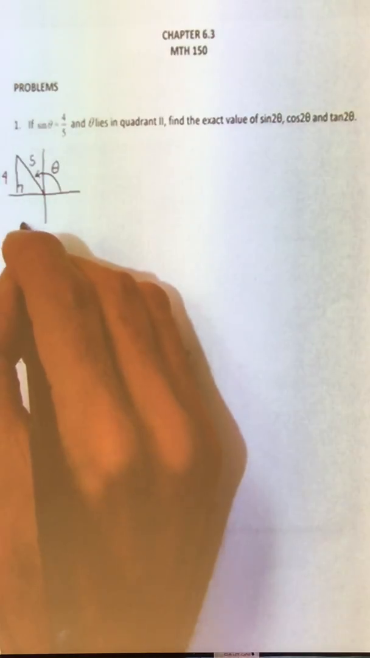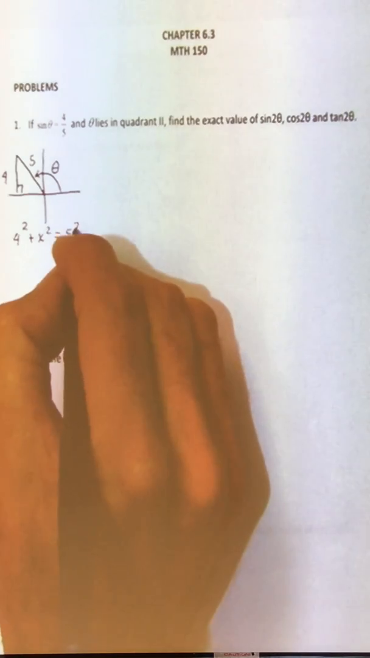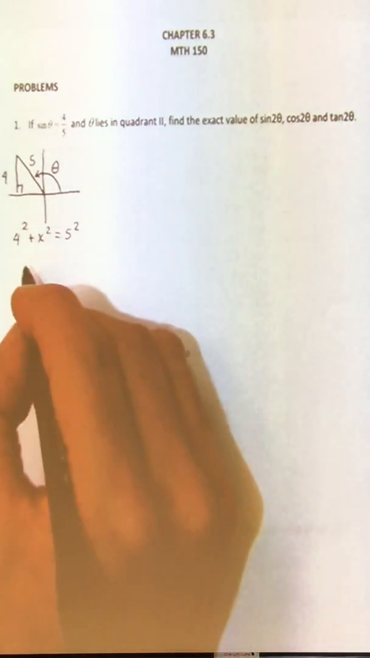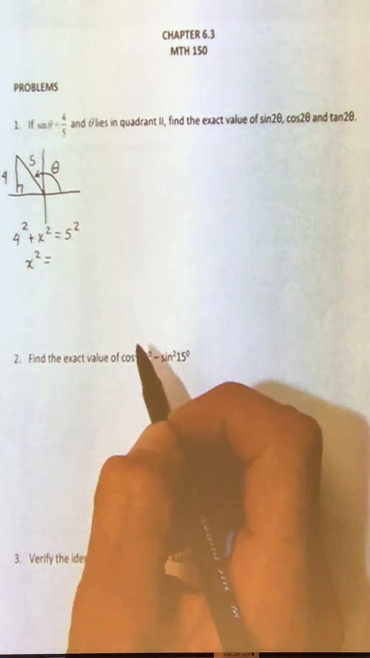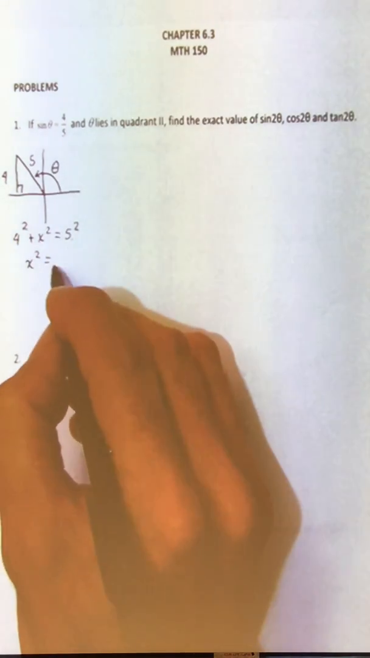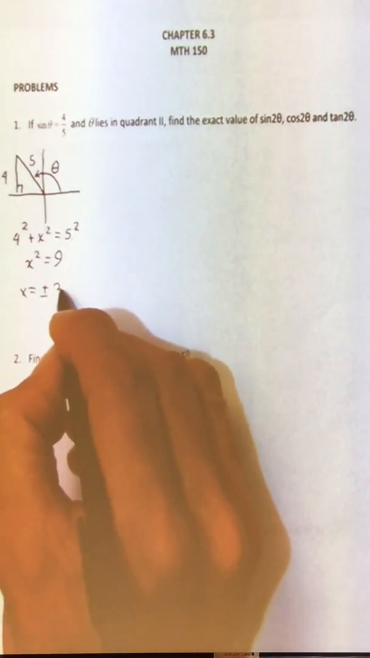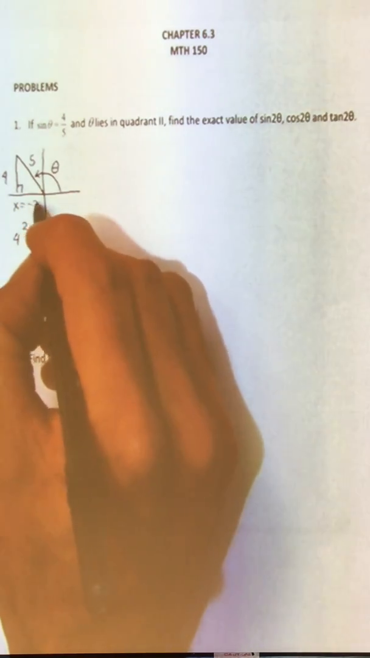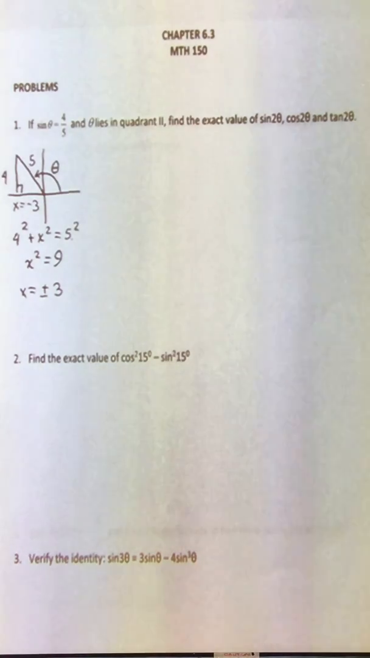So we'll use the Pythagorean theorem. 4 squared plus x squared equals hypotenuse squared. And if you recognize this to be a 3, 4, 5 standard right triangle, that would be really great. Otherwise, we do the arithmetic. 5 squared is 25, 4 squared is 16, so when we bring the 16 over, we get 9, and x is plus or minus the square root of 9, so plus or minus 3. We use x equals -3 since we are in a quadrant 2 position for our angle.